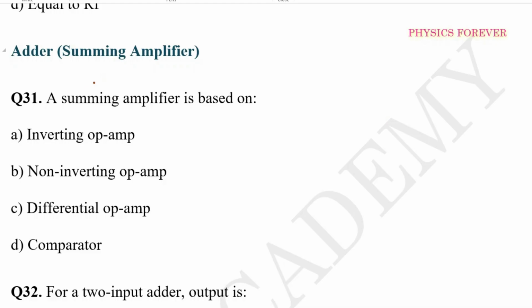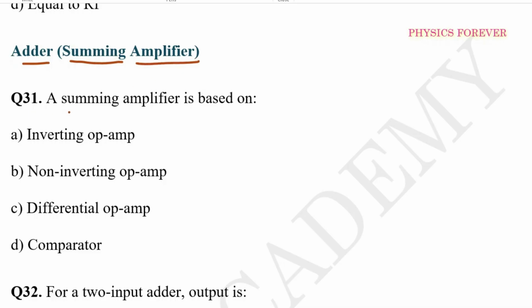So today we have to discuss the remaining part of the operational amplifier IC-741. In the next 2 to 3 classes we will complete electronics, then we move on to the next unit. Okay, so now the adder or summing amplifier.